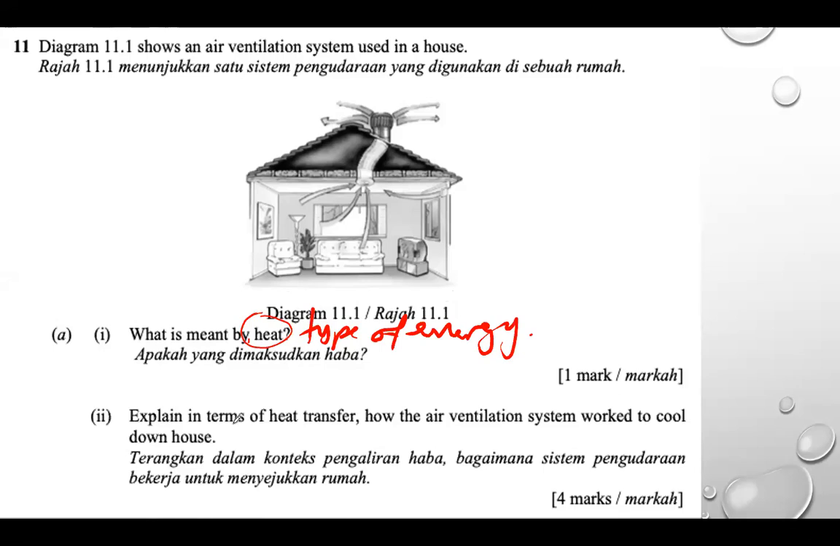Okay, explain in terms of heat transfer how the air ventilation system work to cool down the house. Now, there is a word that ramai orang guna yang saya sangat-sangat tidak tahan lah. The fan absorb the heat. Okay, bukan satu, bukan dua, quite a majority of people who answer this question like to use this word. The fan absorb the heat.